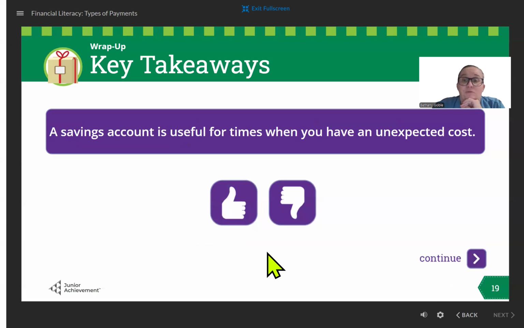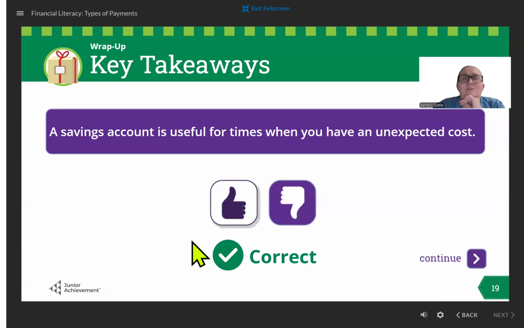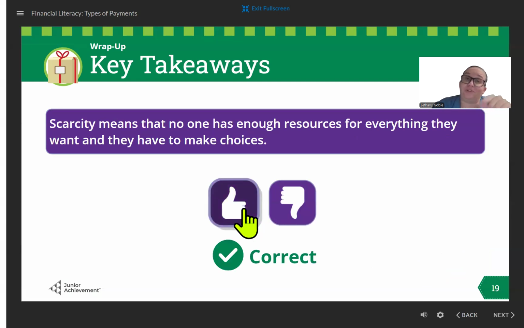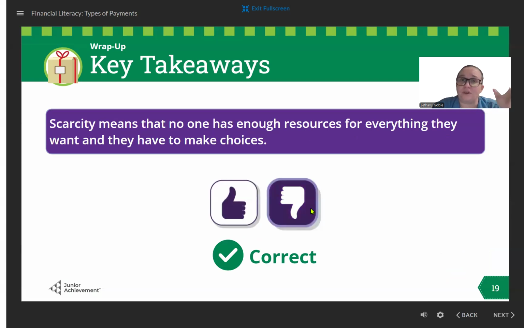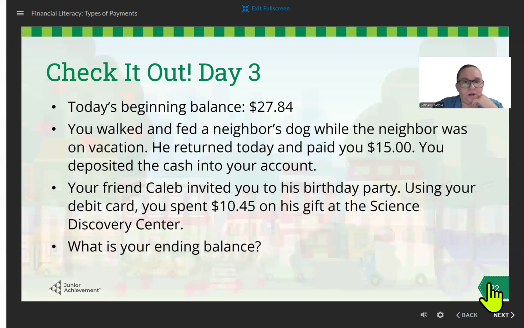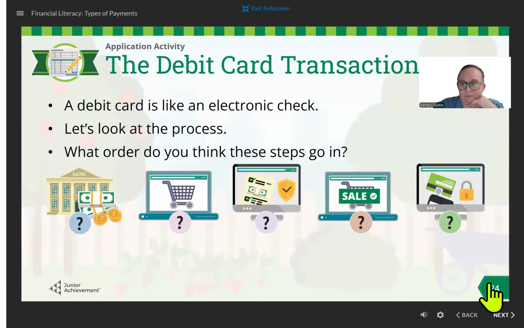A savings account is useful for times when you have an unexpected cost. We told you savings accounts should be for your future wants, needs, or emergency funds. That's how you build it to grow. Scarcity means no one has enough resources for everything they want, and they have to make choices. Should you have bought those shoes or should you have paid your electric bill? You start thinking about that stuff, right? Okay, we're going to go ahead and move on.